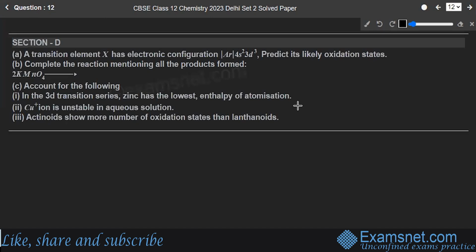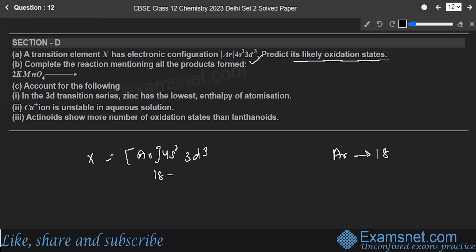Next is question number 12. A transition element X has the electronic configuration given by this. You have to predict its likely oxidation states. So you have the configuration of X as argon 4s2 3d3. Atomic number of argon is 18. So the atomic number will be 18 plus 2 plus 3, that is 23. So the given element X is vanadium, a transition element.